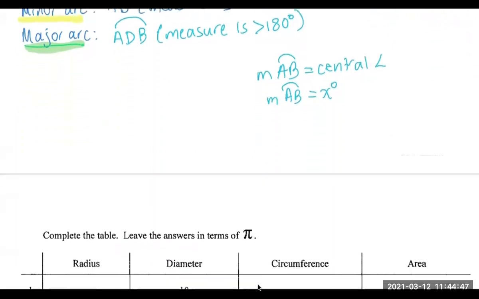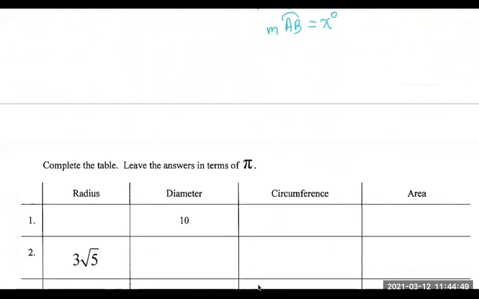Okay, on the next page, the first question, really straightforward. You're given the diameter is 10. Figure out what the radius is, the circumference, and the area. So we're going to go backwards and figure out what the radius is first. So we're going to take half, get 5. And then we'll move through this one fairly quickly. Let me know if you guys have any questions.